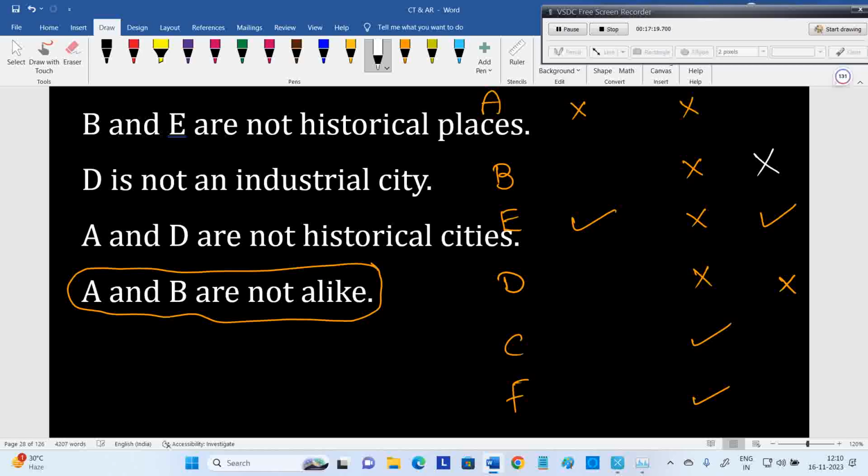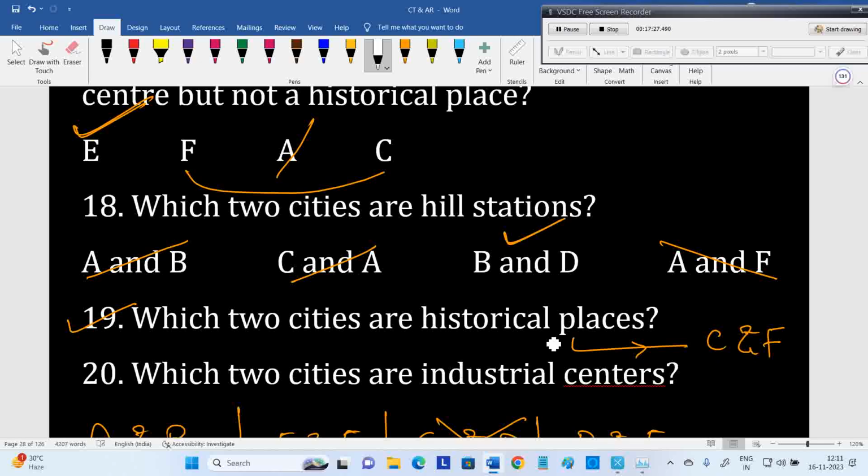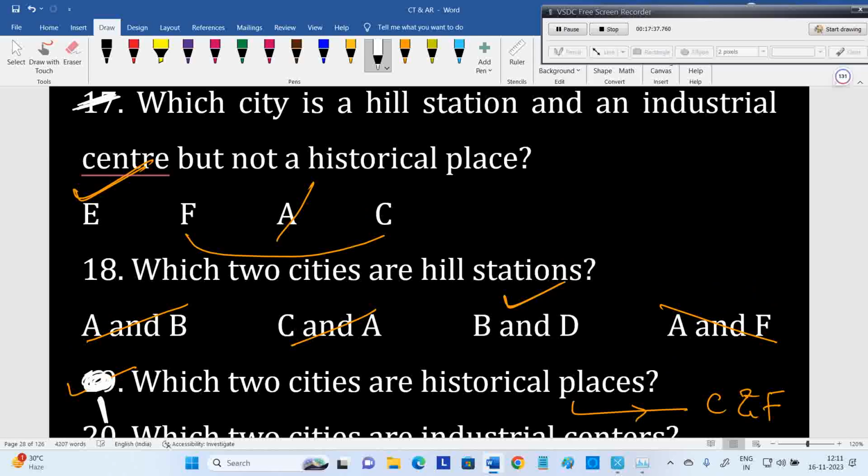Now using that, I can solve the previous question. Using one question, we're able to solve the other one. It's not direct. See, I'll let you know. I use this as the first data. Which two cities are historical? First, I solve this one. Using this only, I'm able to answer this question. This is the second one we are able to answer. Here I came through E is industrial, using that one. Then, which two cities are hill stations, that we eliminated with options. A is not a hill station. A is there in every option apart from this. So we came to know B and D are hill stations.